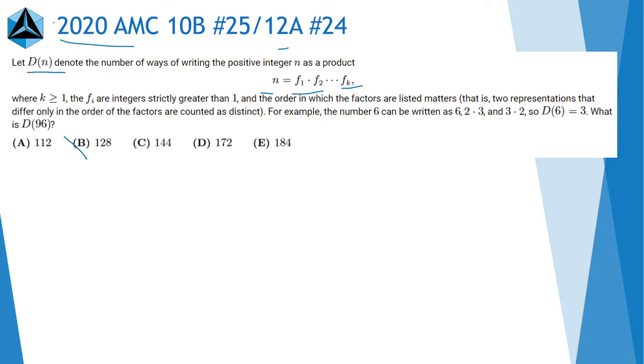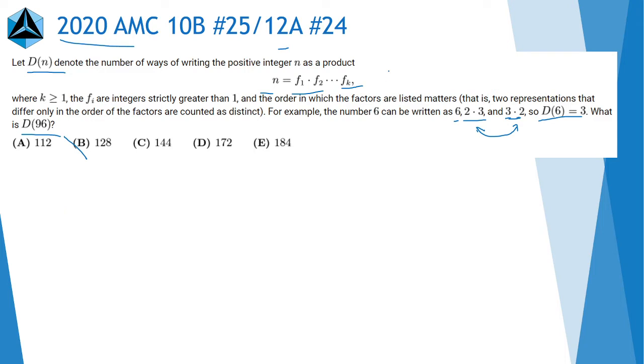For example, the number 6 can be written as 6, 2 times 3, and 3 times 2. So the order matters because we can switch the order of these two numbers. And so d of 6 consequently is equal to 3. And what is d of 96? That's what we want to find.